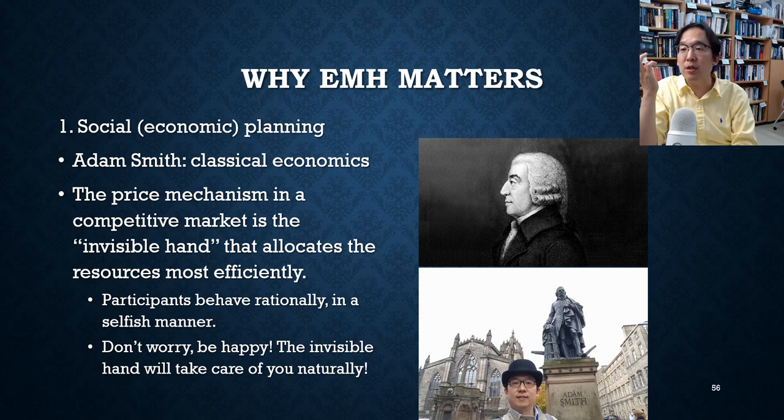Participants behave rationally in a selfish manner. Oh, isn't that bad? Ethically, you have to be altruistic or whatever. Let them be selfish. But with a minimum degree of law, just everybody abides by, okay? Rule of law is there, minimum degree, and then they will transact in the market. And then the price mechanism, which is the invisible hand, will take care of the rest of the things. So much so that the resource allocation will be the most efficient and that will make the most people most happy, okay? Don't worry, be happy. The invisible hand will take care of you naturally, okay?